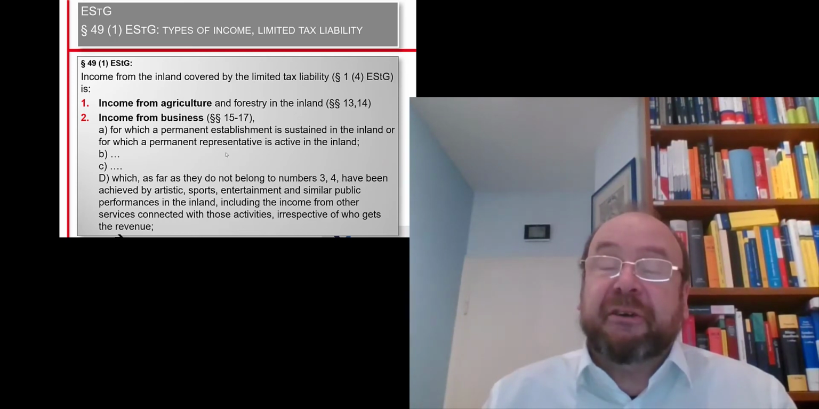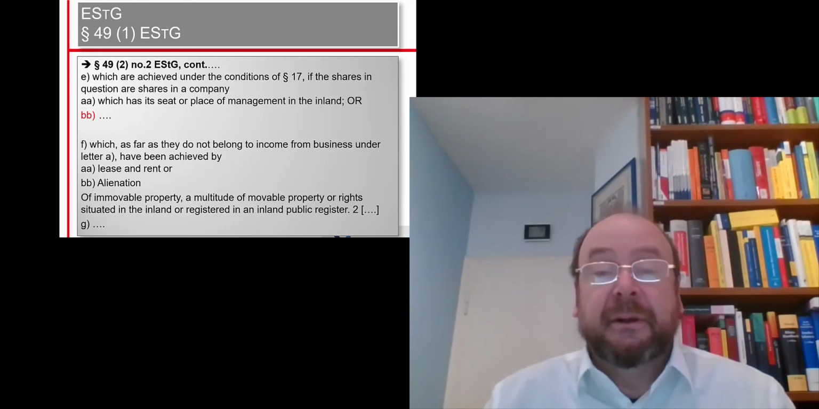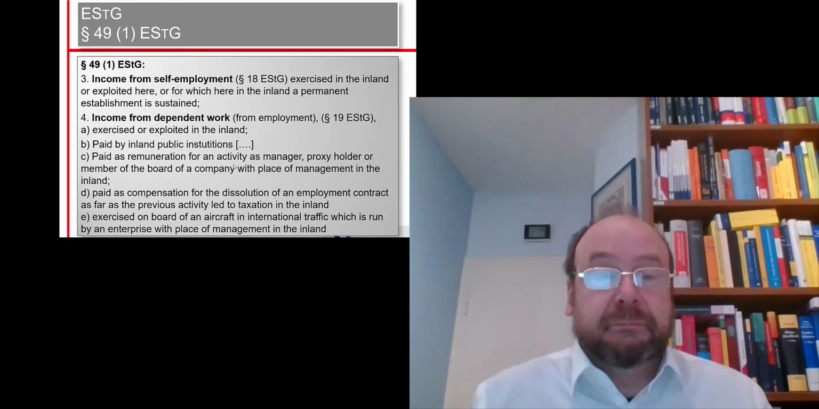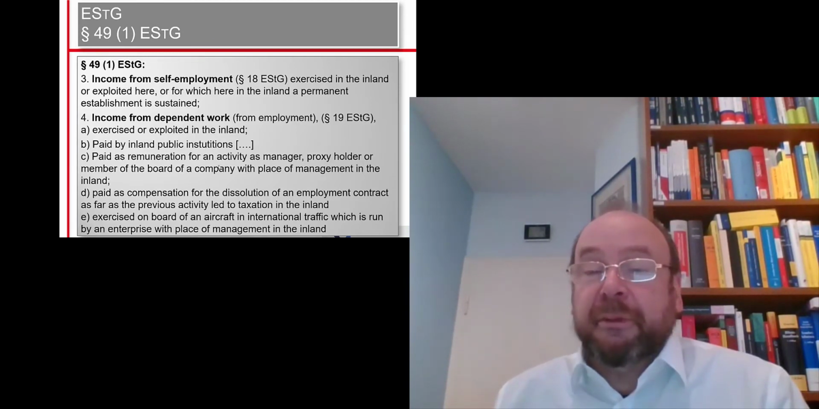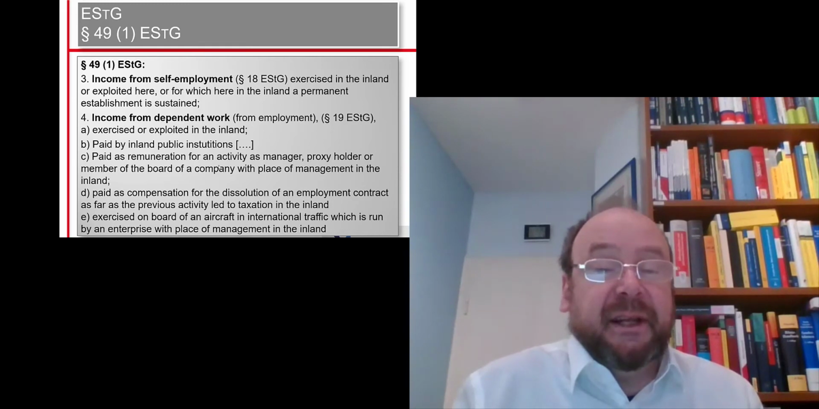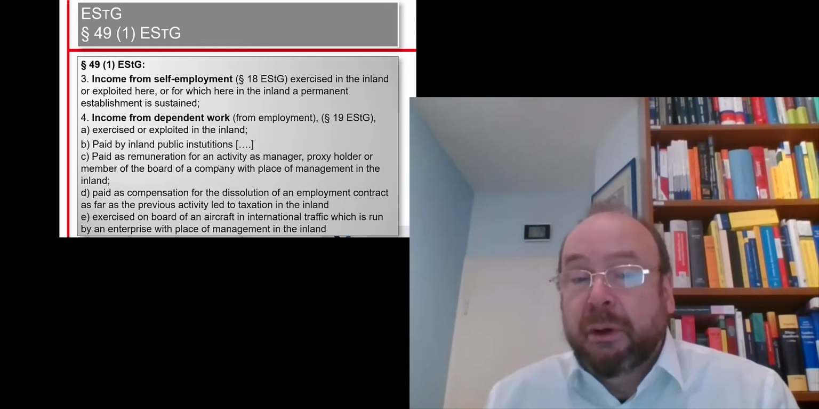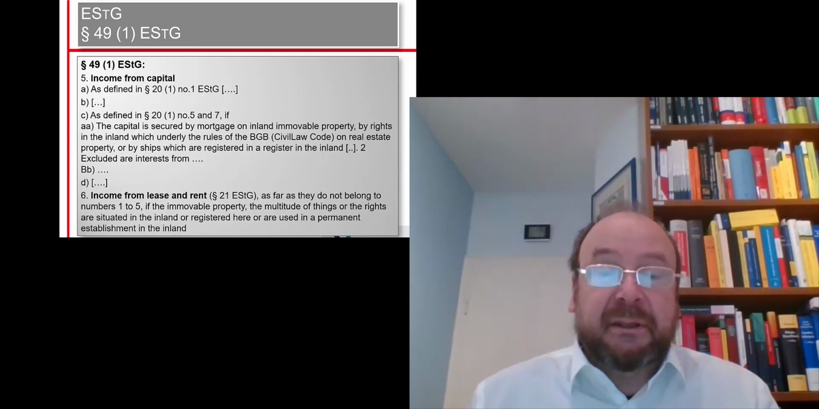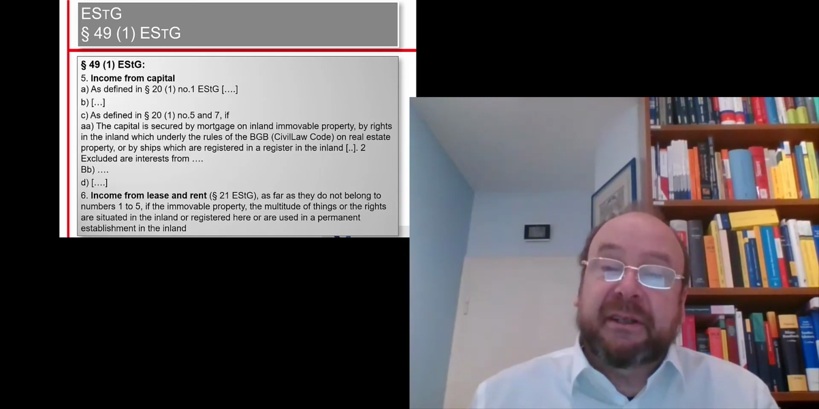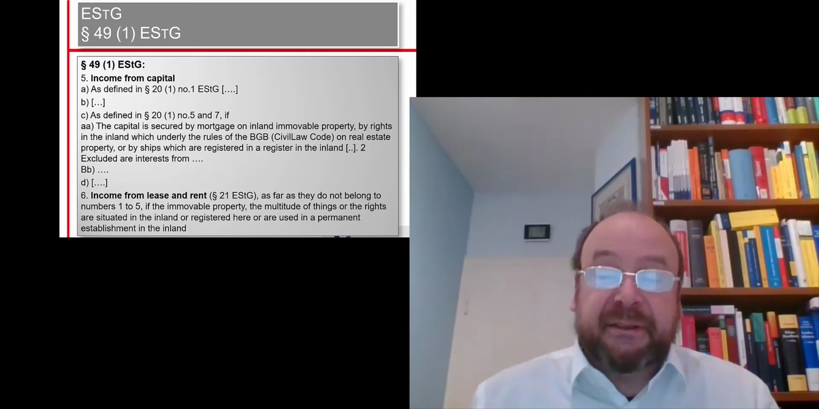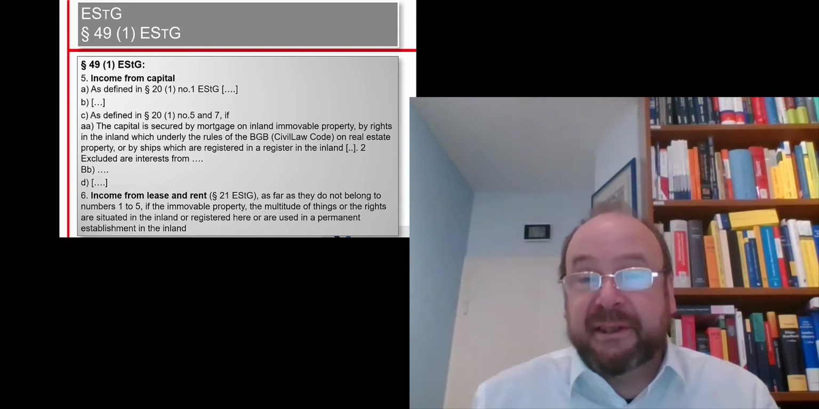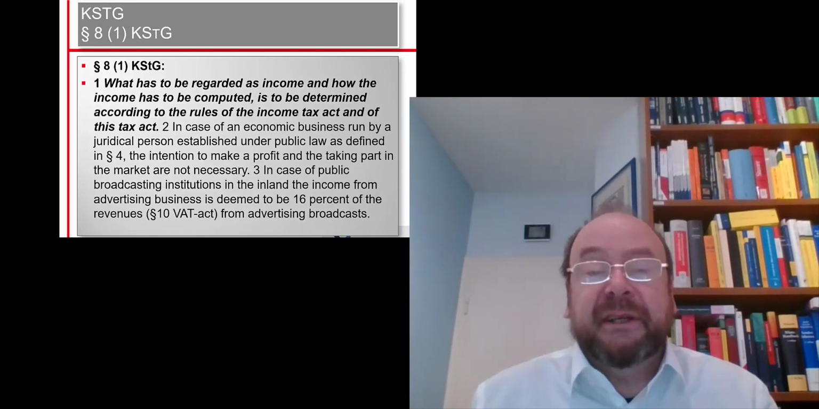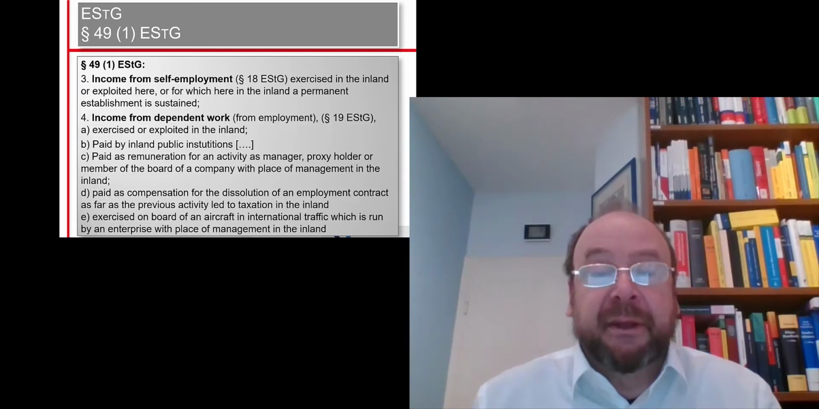Then there are some other special things, for example, sports events or entertainment events in the inland justify inland taxation. Self-employment, if you exercise your activity in the inland or if you have an inland bureau. Dependent work, if your work is done in the inland or the results of your work are used in the inland. Income from capital, if you invest capital in the inland and get interest or dividends. Lease and rent, if the property rented to others is in the inland, and so on. So here you have a slightly different list of income.